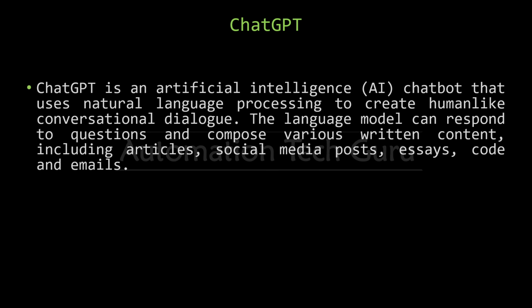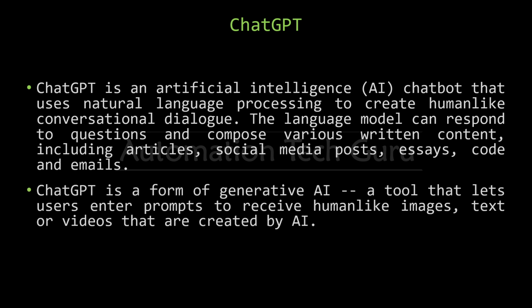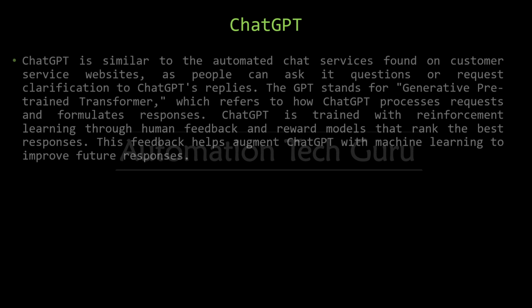ChatGPT. So, what is ChatGPT? ChatGPT is an artificial intelligence chatbot that uses natural language processing to create human-like conversational dialogue. The language model can respond to questions and compose various written content, including articles, social media posts, essays, code, and emails. ChatGPT is a form of generative AI, a tool that lets users enter a prompt to receive human-like images, text, or video that are created by AI.